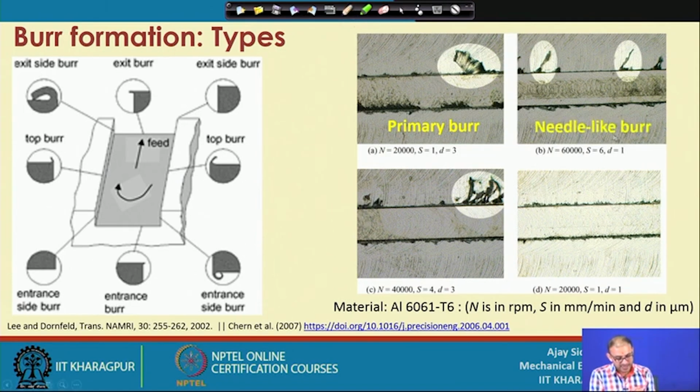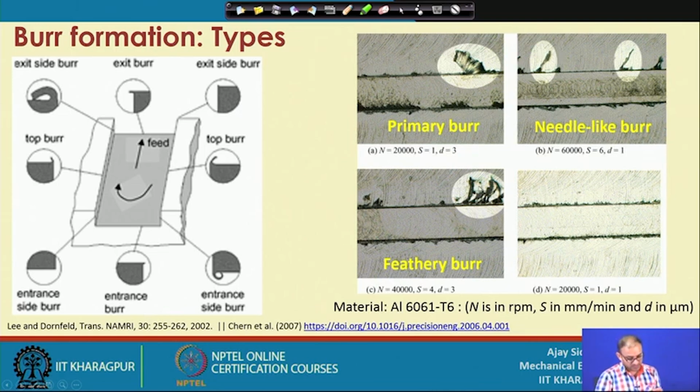Then another type is the needle-like burr, where the thickness is very small and it is sharper compared to the primary burr. That is why it is named a needle-like burr. That happens when you increase the RPM, increase the feed rate and reduce the depth of cut, because when you reduce the depth of cut, the chip thickness reduces, and because of that the thickness of the burr also reduces.